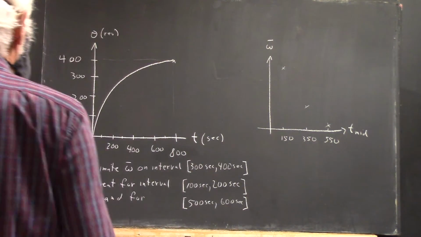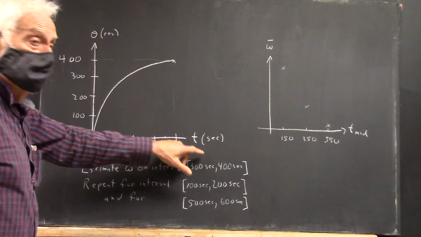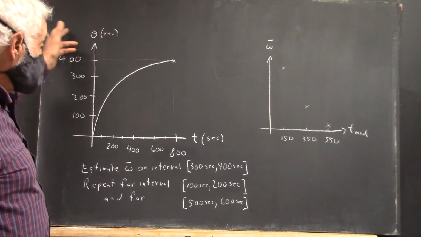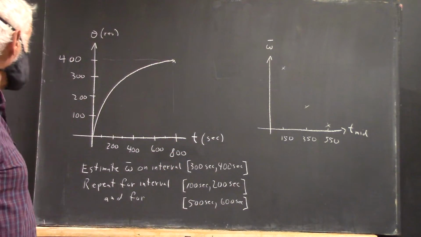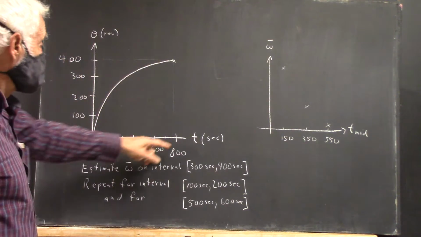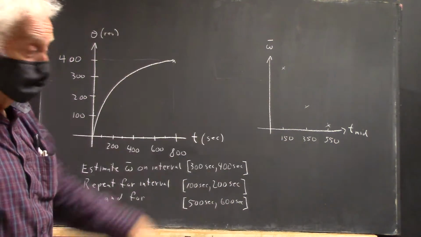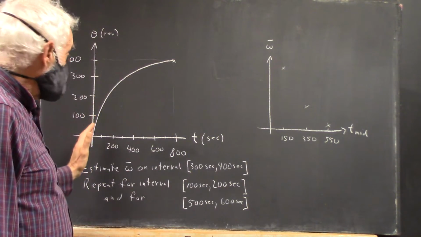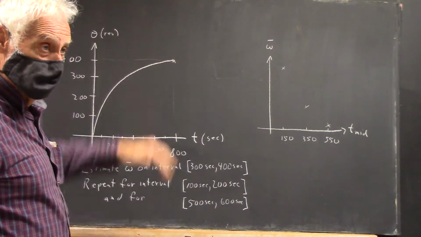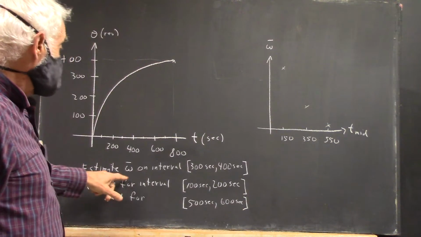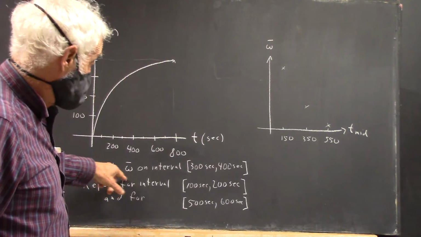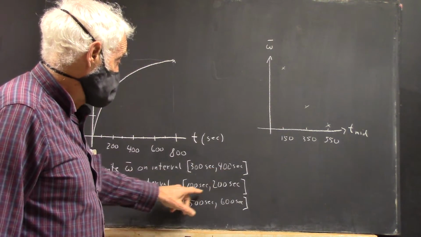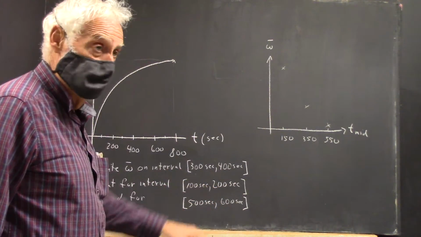So we have a graph of theta versus t. Theta in revolutions, t in seconds. We do 400 revolutions in 800 seconds. That's an average of half a revolution per second. But it seems obvious that we're doing more revolutions per second at the beginning, fewer at the end. So we estimate omega bar from 300 to 400, 100 to 200, 500 to 600.